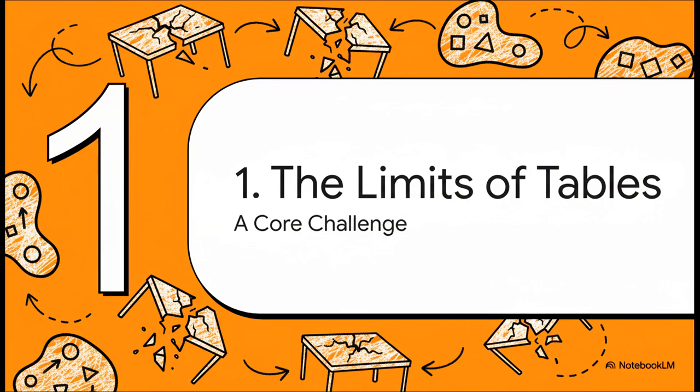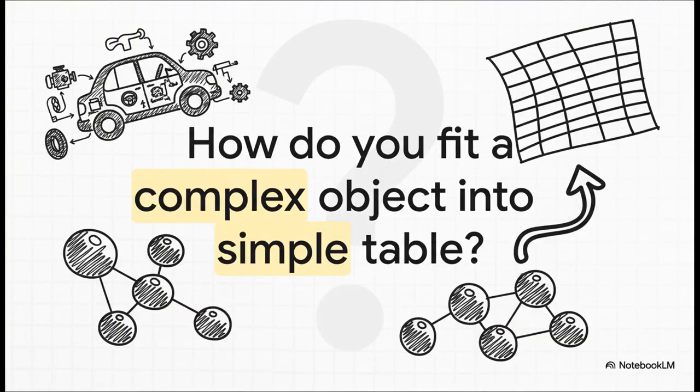First up, a challenge that pretty much anyone who's ever worked with data has faced, the good old-fashioned limits of tables. Think about it. A car. It's not just a list of specs, is it? It's this intricate machine with parts and systems and things it can do. So how in the world do you capture all of that richness, all that interaction, in a flat two-dimensional grid? That is the fundamental problem we're going to unpack.